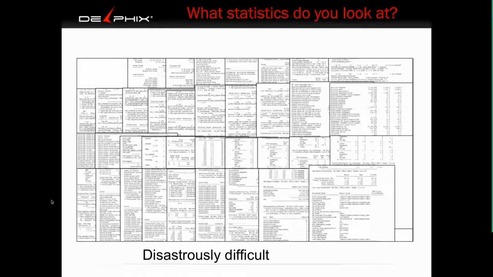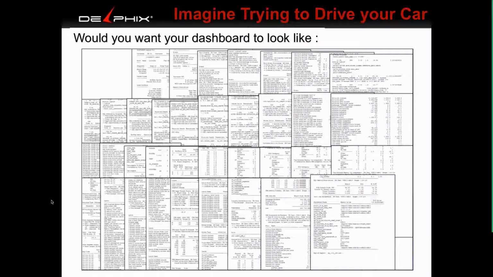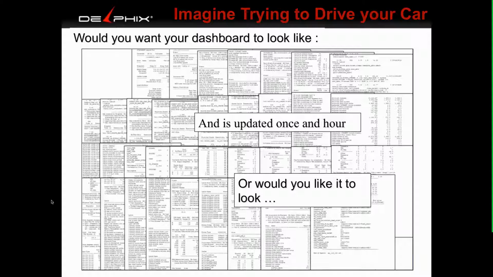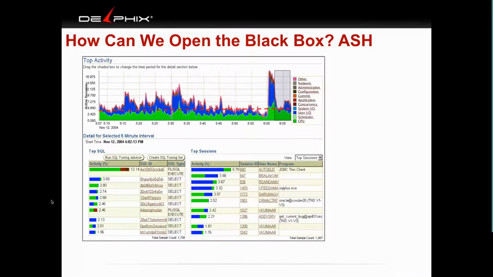Well, there's a tool that we all know and love, I guess. Anybody know what this is? AWR report. Anybody know what's going wrong in the database? It's slow, you got it. What if your dashboard of your car looked like this? What if it was only updated once an hour on your dashboard? Would you rather look like that, or would you rather look like this?